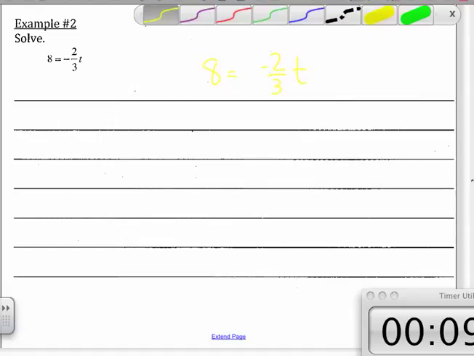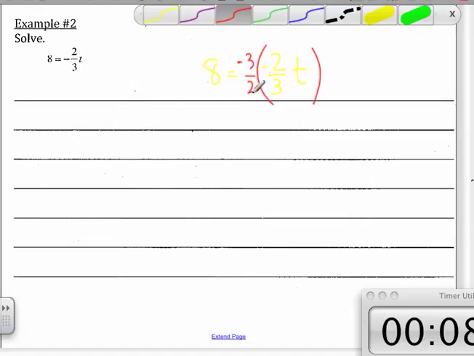You don't multiply by the denominator necessarily. What is it that, I'm sorry? Multiply both sides by the reciprocal. So negative 3/2. Okay? Remember, reciprocals don't change signs, they just flip.